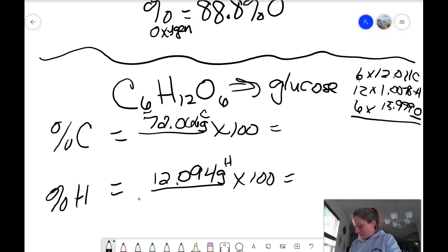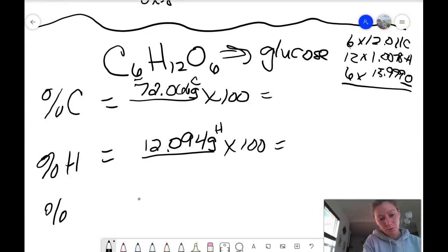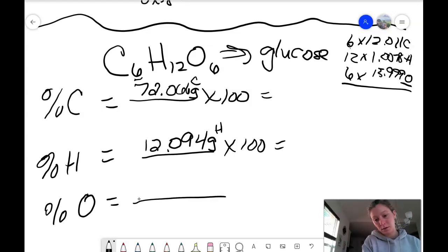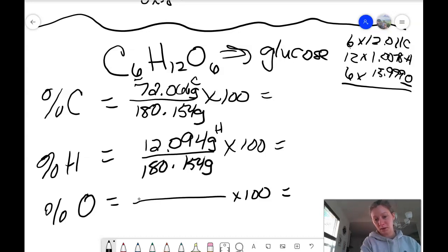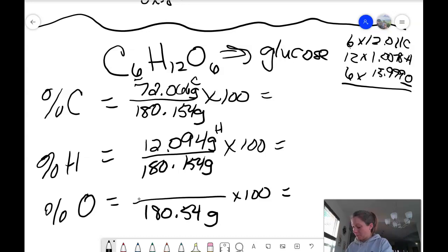And then the mass of oxygen is going to be 6 times 15.999, and then your total molar mass is 180.154 grams. I'm going to get this down so you can see it. You can do it each step if you want to. I'm trying to save myself time putting it in the calculator.